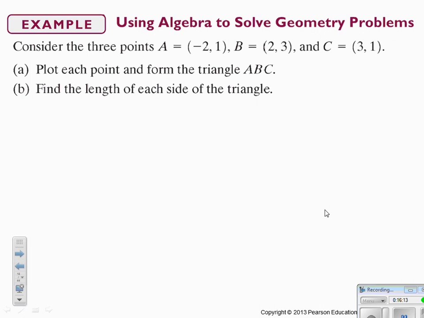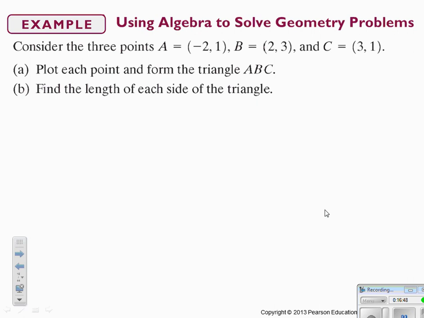So write this problem down in your notes. We're going to consider points A, B, and C. So what we did by using the distance formula was an algebra 1 scale. What we're going to do now is using the same skill, elevate it to more of an algebra 2 skill. So we're going to have three points, and we're going to plot each point. So go ahead and put an x and a y axis, because we're going to plot them and form a triangle. We're going to find the length of each side of the triangle.